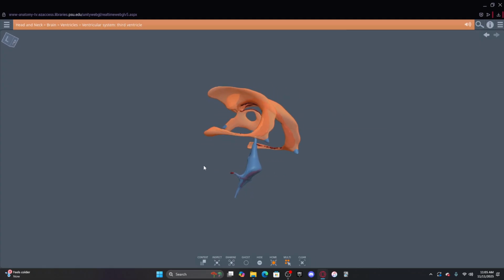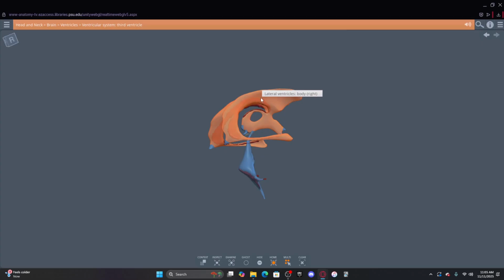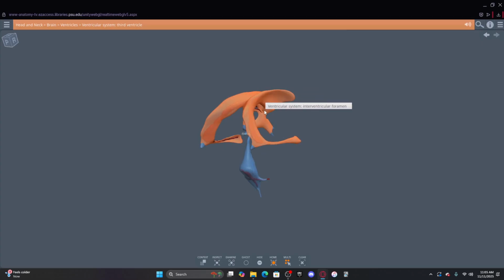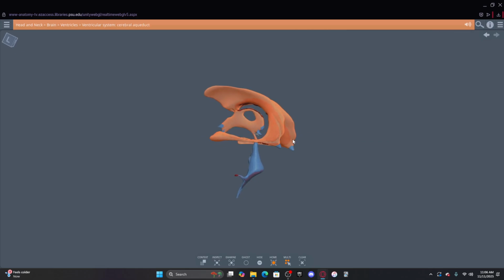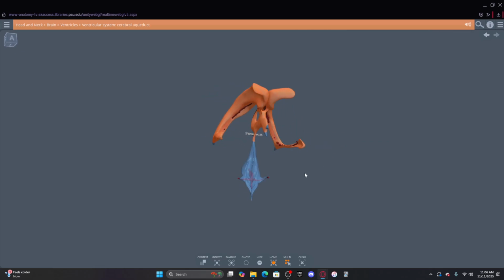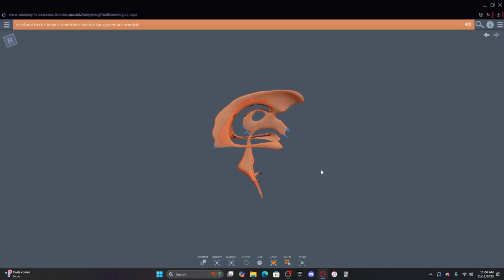Right, and then from the lateral ventricles to the interventricular foramen to the third ventricle, the cerebrospinal fluid is going to go through the cerebral aqueduct, and as it travels through the cerebral aqueduct, it's going to go into the fourth ventricle. All right, so now that we have that, I just want you guys to understand that so we can move forward.